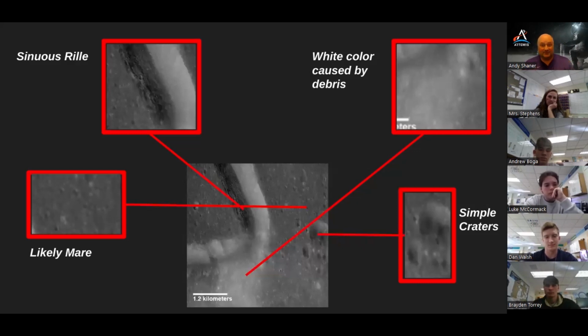simply because this is just a visual image. There's nothing in here that gives you any indication, other than color, which isn't very helpful, of a composition for it. It is certainly debris. I think you can very clearly make that argument.